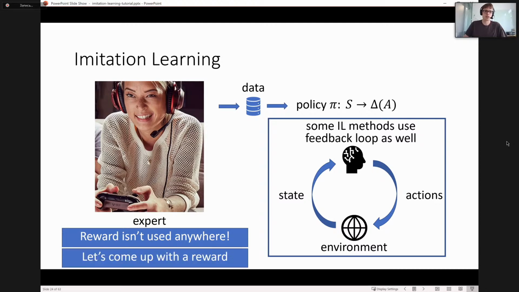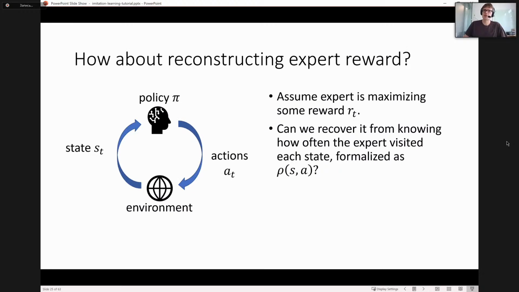All right, so let's come up with that reward. The first thing you have in mind is, well, we don't observe the expert reward, so maybe we can reconstruct it. Maybe we can just assume that the expert is maximizing some reward, and recover it from knowing how often the expert visits a certain state action pair. So we have this expert data set. It says the expert is in that state, it's taking that action. And we can model that as a probability density. That value is going to be larger if the expert visits that state action pair a lot, and small if the expert does not visit it. And our goal is to reconstruct the expert reward.